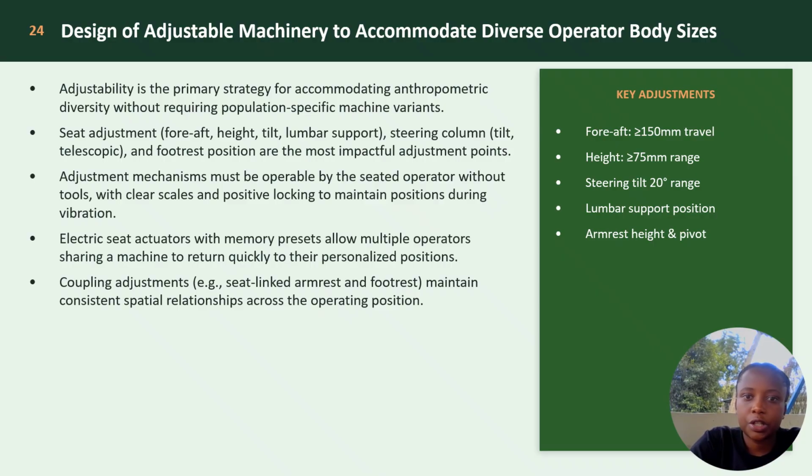Topic 24, designing machines to accommodate diverse operator body sizes. Adjustability is the primary means of accommodating anthropometric diversity without requiring population-specific machine variants. Here are the key adjustments. First one is seat travel greater than or equal to 350 mm, height greater than or equal to 75 mm range, steering tilt of a 20-degree range, the lumbar support position, and armrest height and pivot.